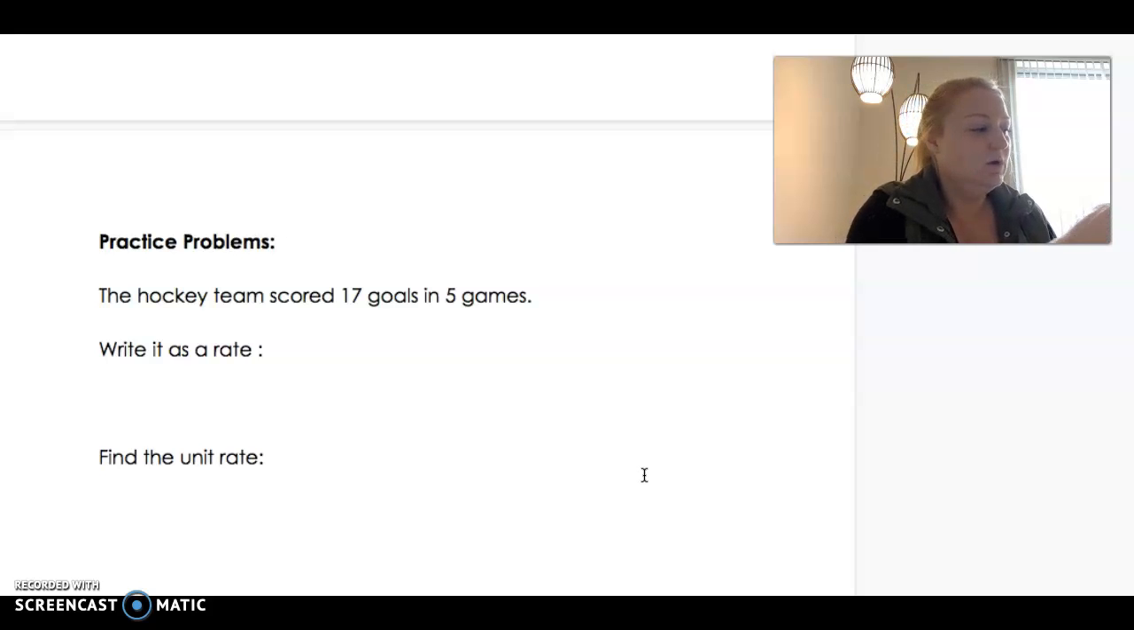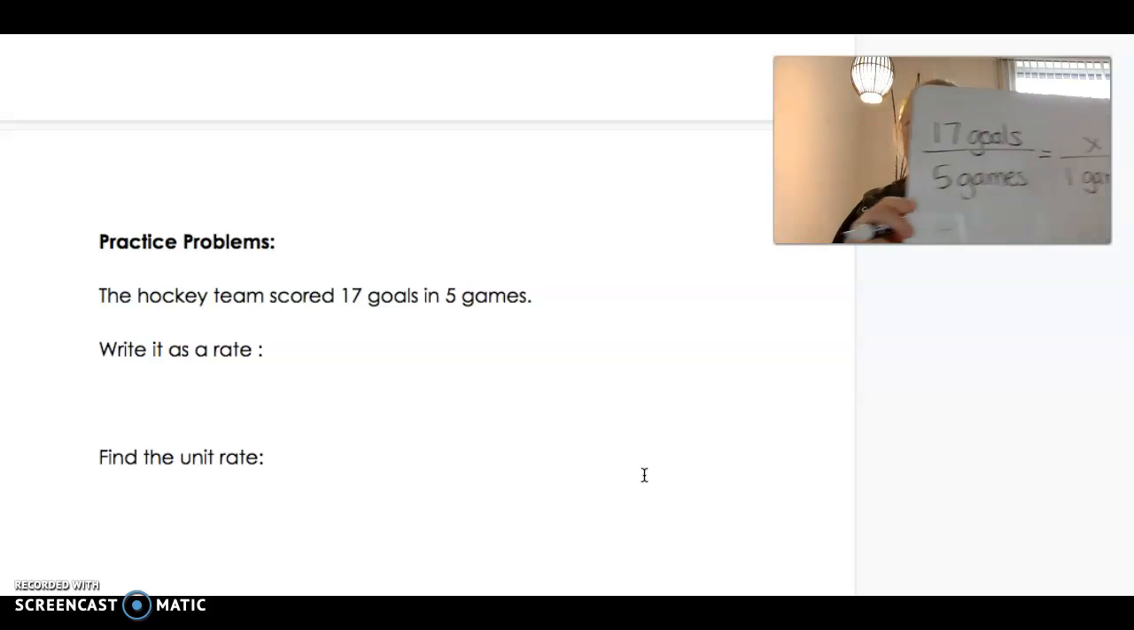I'm going to model one other way you could do this by using the cross multiplication strategy, if you guys liked that we did earlier this week. So again, I'm going to set up my rate, 17 goals for 5 games. And I know unit rate is per 1, or a denominator of 1, so 1 game. And the goals is my unknown.